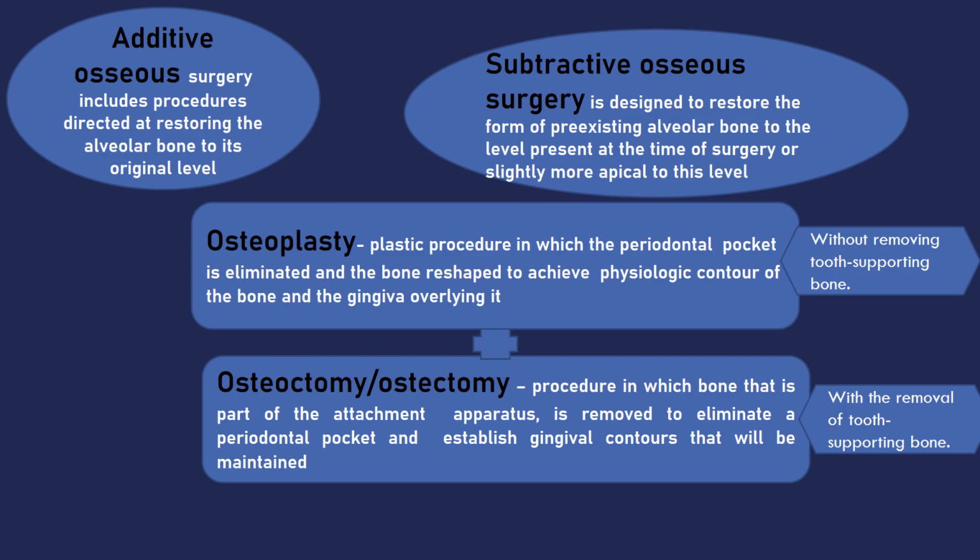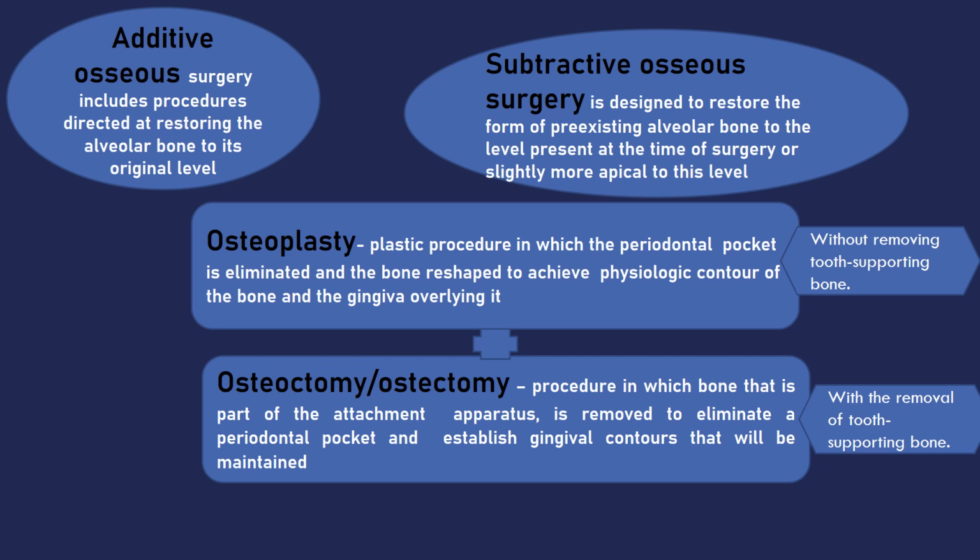As we told before, what is additive osseous surgery and what is subtractive osseous surgery? Additive surgery includes procedures directed at restoring the alveolar bone to its original level. That is the regenerative periodontal surgery, where we place bone grafts. Mainly it is used in three-wall bony defects. So we will be placing bone grafts and membrane to restore the alveolar bone to its original level.